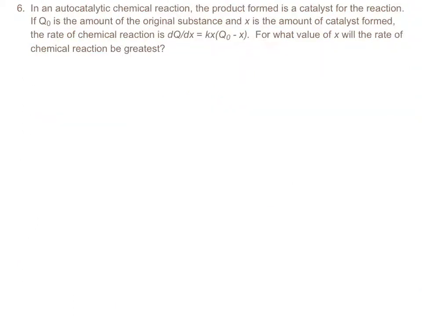Example 6. In an autocatalytic chemical reaction, the product formed is a catalyst for the reaction. If Q sub 0 is the amount of the original substance and X is the amount of catalyst formed, the rate of chemical reaction is dQ over dx equals Kx times the quantity Q sub 0 minus X. For what value of X will the rate of chemical reaction be greatest?